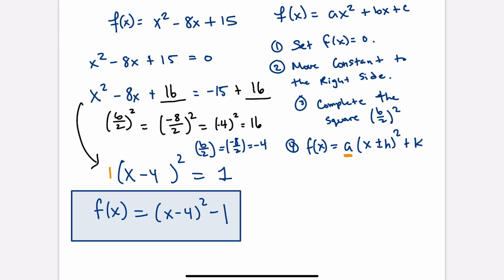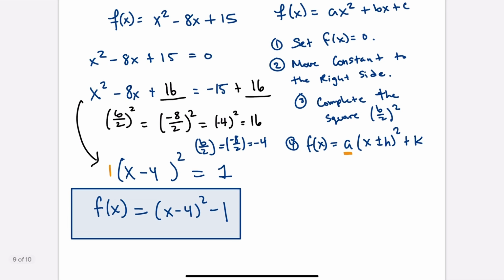It's different enough to make a different video for it, so we're not going to do that here. But because it's just 1, we don't need to always put 1. Please don't do that, it just doesn't look nice. With that being said, we got the vertex form.